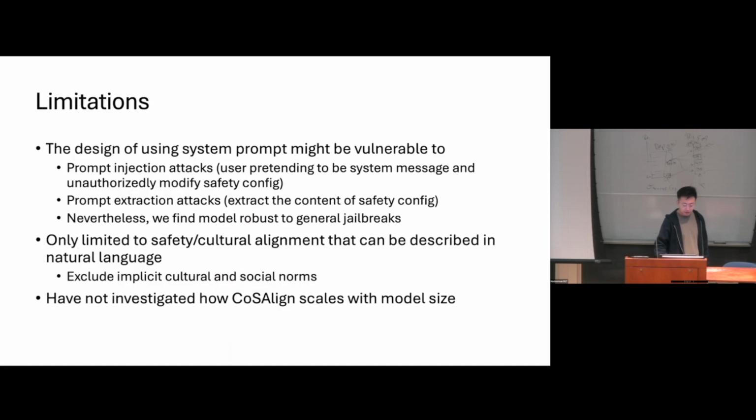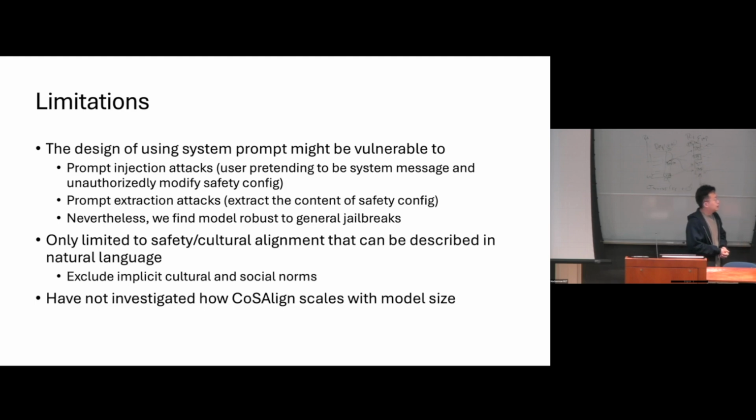Yeah, and finally, some limitations. Importantly, it is only limited to the alignment that can be described in natural language, as we talked about earlier. Besides those corner cases, it also excludes implicit cultural and social norms. For example, if you want the model to be adapted to CLSP, there are implicit norms within our organization that are very difficult to capture with natural language alone. So I think that's a very interesting direction along with these explicit alignments.